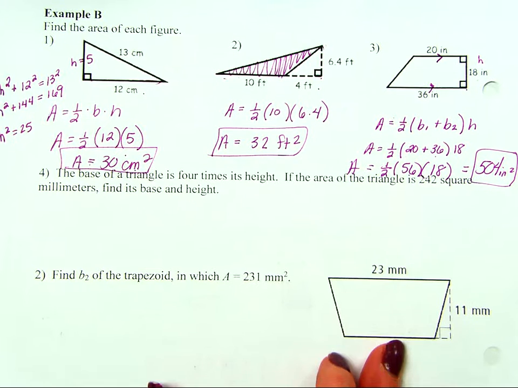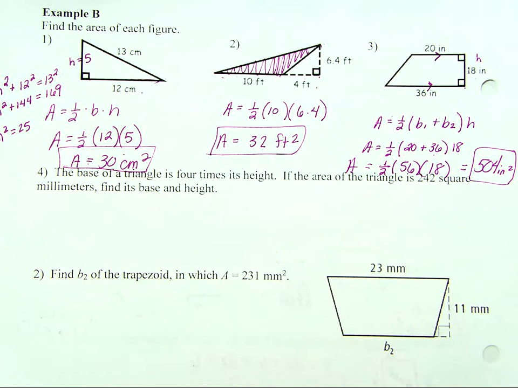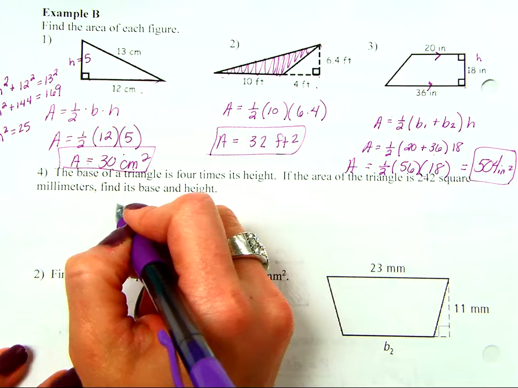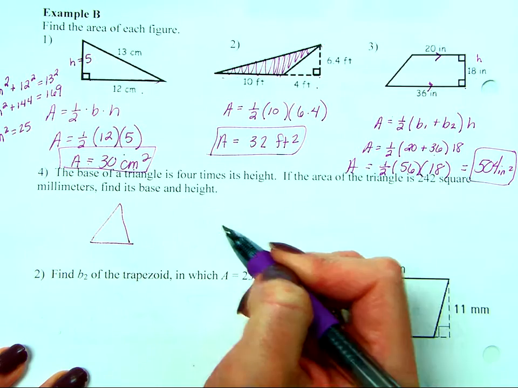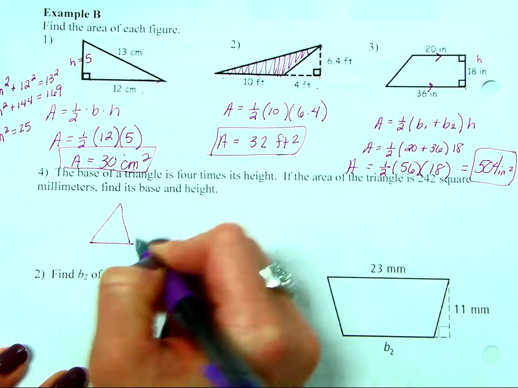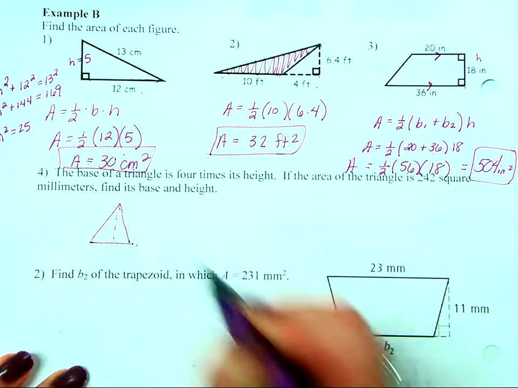Sometimes they're going to ask us to do a little working backwards, like number 4. It says the base of a triangle is 4 times its height. If the area of the triangle is 242 square millimeters, find its base and height. I always recommend you draw a picture just to give yourself a visual. My triangle base, I know then that this would be my height.